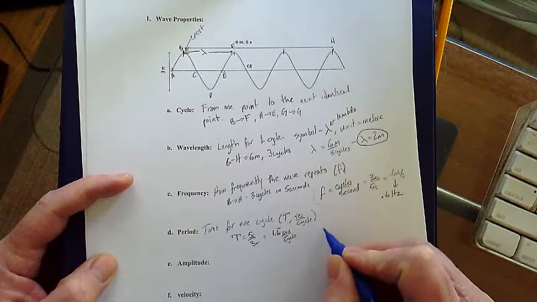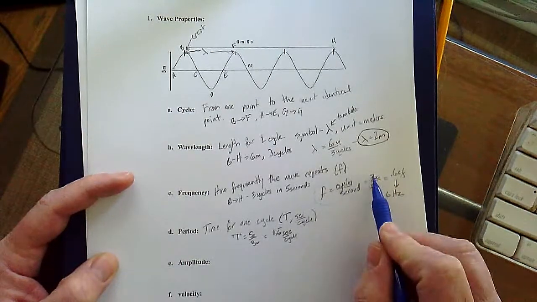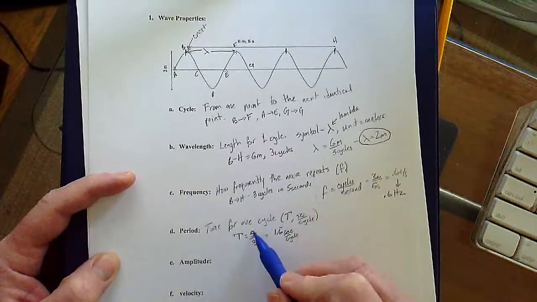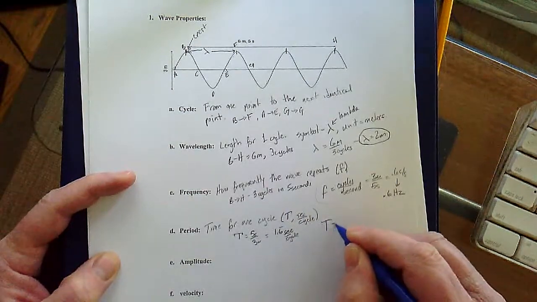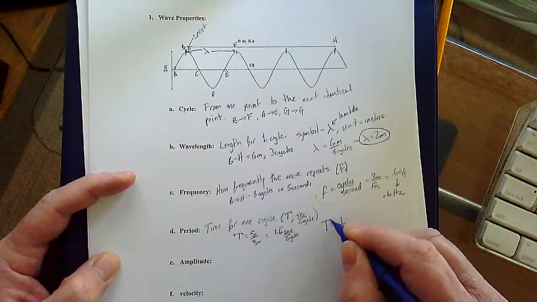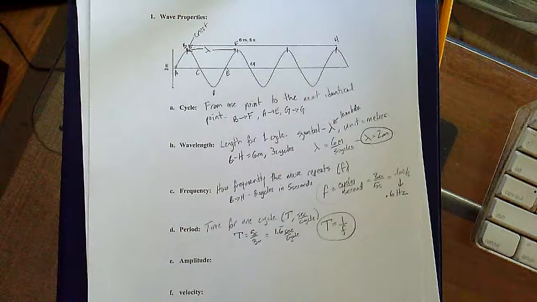You'll notice that that's 1 over the frequency. It's the inverse, right? The frequency was 3 over 5. The period is 5 over 3. So one equation that we're going to be using is that the period is 1 over the frequency. They're reciprocals. And we used that before when we were doing simple harmonic motion.